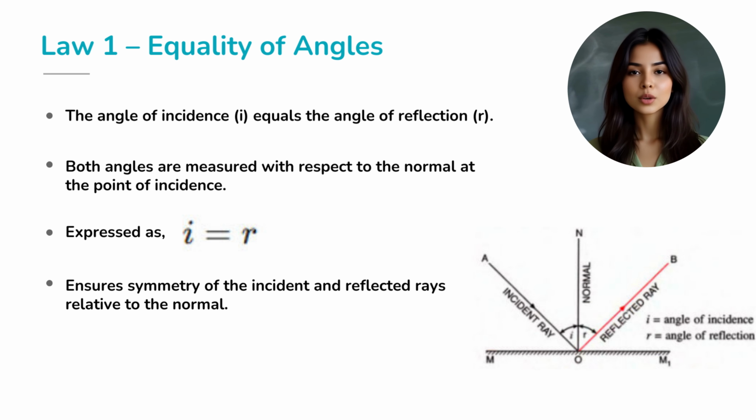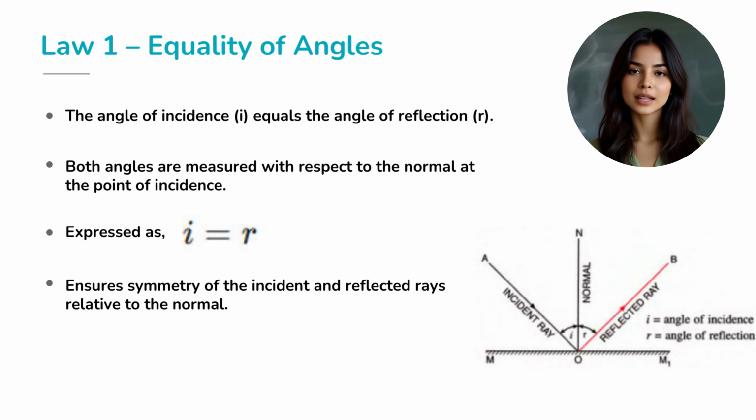Alright, first law, my favorite because it's simple and elegant. The angle of incidence equals the angle of reflection. Let me break that down. The angle of incidence, which we call I, is the angle between the incident ray and the normal. The angle of reflection, which we call R, is the angle between the reflected ray and the normal. So, the equation is I equals R, that's it.